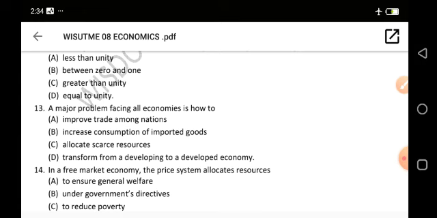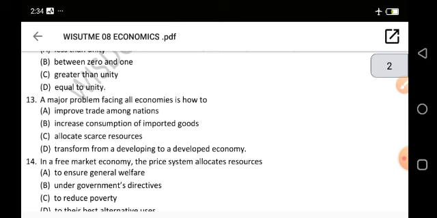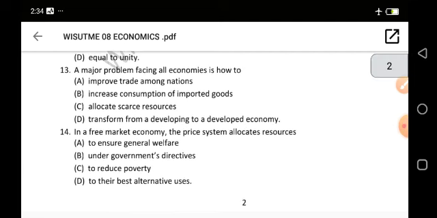Now, that equation leads to scarcity. So the major problem facing every economy in the world is scarcity. With that knowledge, you agree with me that the answer to this question is C, allocating scarce resources. Allocating scarce resources is the major challenge facing every economy of the world. So that will take us to number 14.